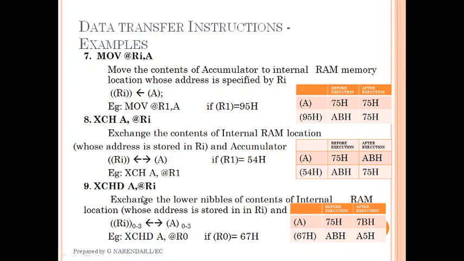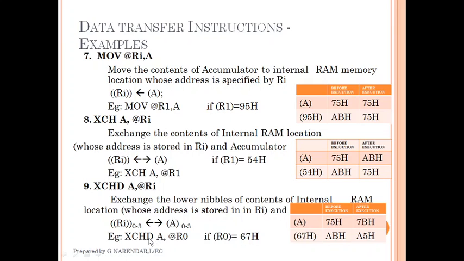So here, what this instruction will do is exchange the lower nibbles of the contents of the internal RAM location and the accumulator. Symbolically, we can represent this as: the contents of Ri, that is only bits 0 to 3, are exchanged with the contents of accumulator bits 0 to 3. That is, 0 to 3 means the lower nibble. The bits are numbered from 0 to 7, from right to left. The lower nibble means bits 0, 1, 2, 3.